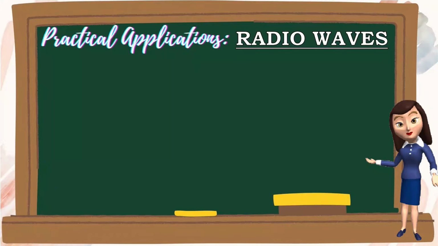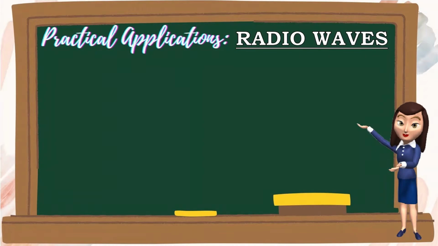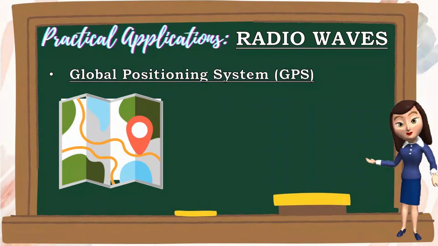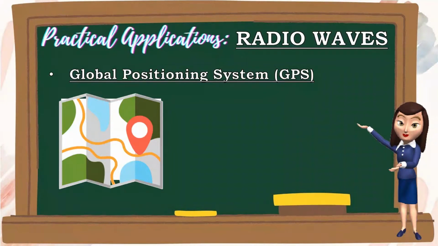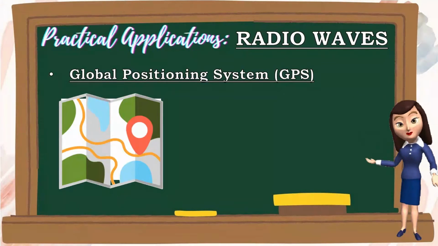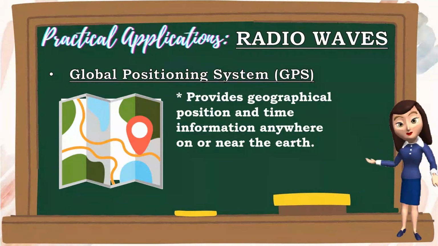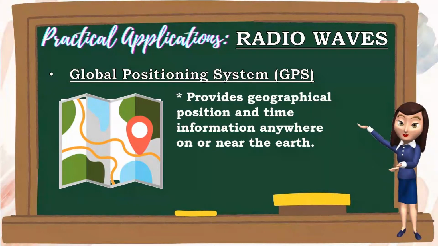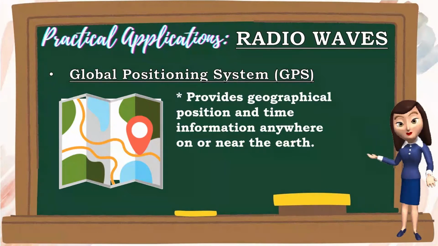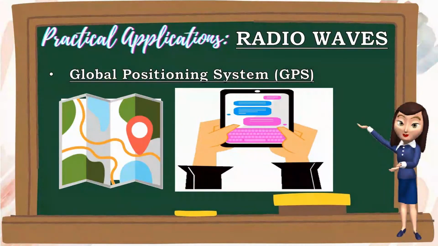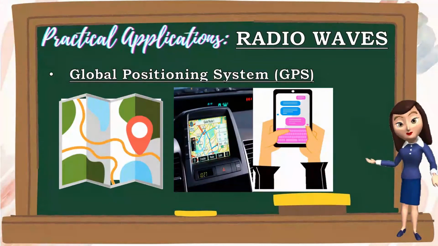Next application of the radio wave is the on-the-go GPS or the Global Positioning System, which we always use as a guide whenever we're not familiar with the places we are going. GPS is a space-based navigation system that provides geographical position and time information anywhere on or near the Earth. It communicates with stations on the ground using radio waves. We have GPS in our cars, our cell phones, and any tracking devices.